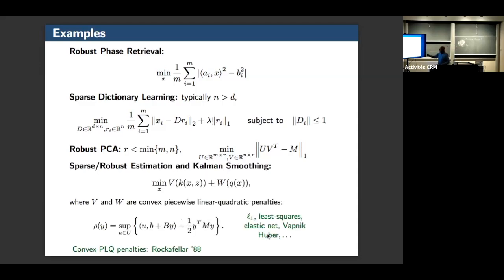And then this is a problem, hopefully I'll get some time to talk about this, sparse robust estimation, Kalman smoothing. In these functions you can think of Z as data, you're optimizing over X, and V and W come from what's called the piecewise linear quadratic penalties. So in that case, we can think of partitioning the space into convex polyhedra, and defining a quadratic function over each piece such that the whole function is then a convex function. So this gives us L1, least squares, elastic net, Vapnik, Huber, if you've heard of these kinds of functions.